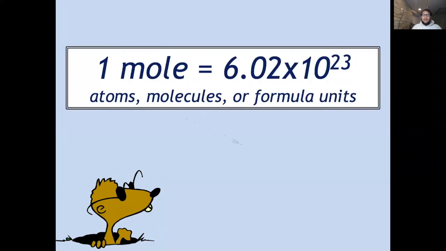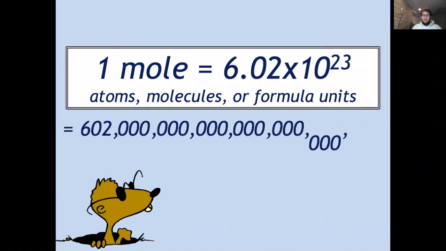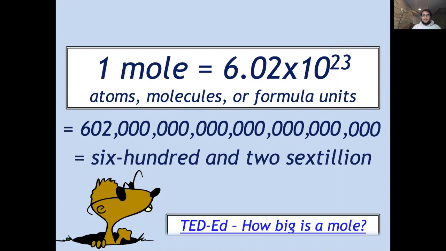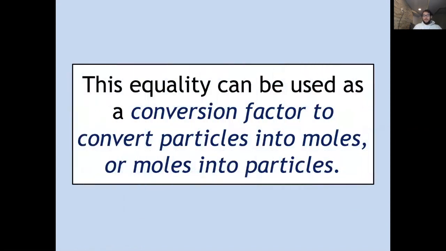Okay, so we talked about the massive number of zeros. We talked about 602 sextillion. I'll put the link up to this video so you can rewatch it if you want to. So essentially, we're talking about a conversion between number of moles and number of particles, number of atoms or molecules.